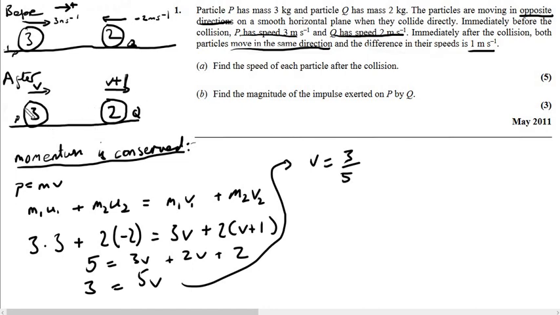That's the velocity of P after the collision, and so this is Vp, and so Vq is just 1 meter per second faster than that, so it is going to be equal to 8 over 5. And that's your answer.